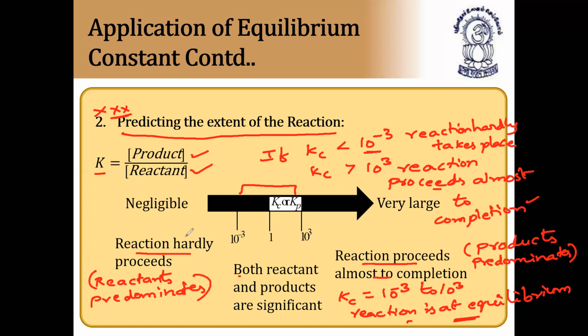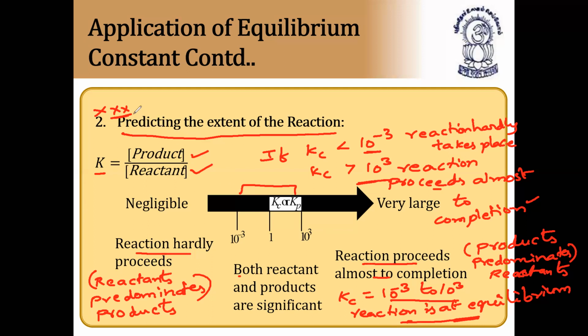If the Kc value is less than 10 to the power of minus 3, the reaction hardly takes place. In this case, reactants predominate products, so the reaction will never take place. If Kc is greater than 10 to the power of 3, the reaction proceeds almost to completion. In this case, products predominate reactants. And if Kc is in the range of 10 to the power of minus 3 to 10 to the power of 3, the reaction is at equilibrium.